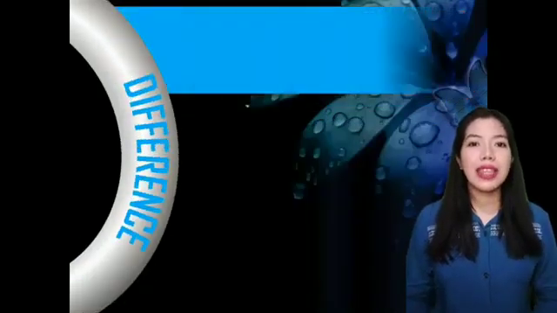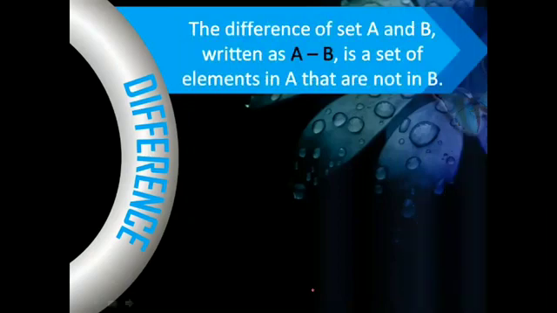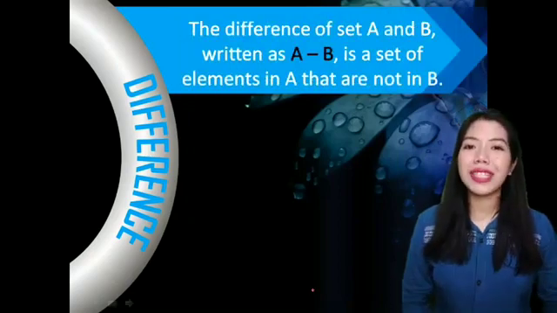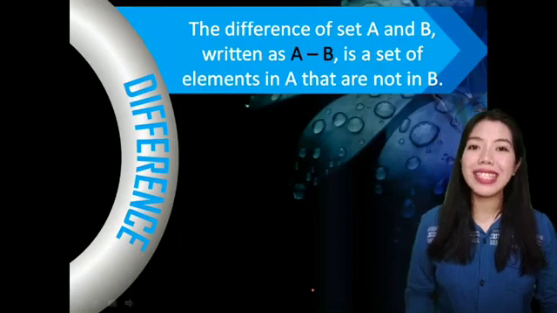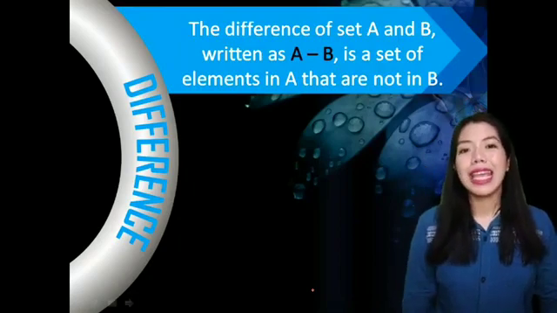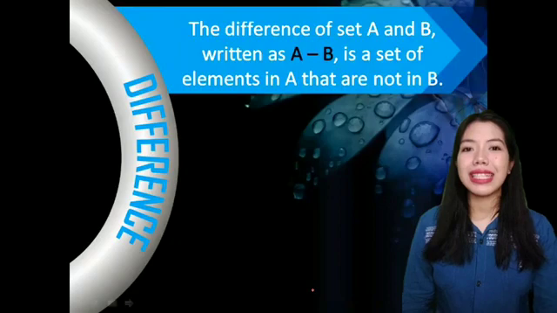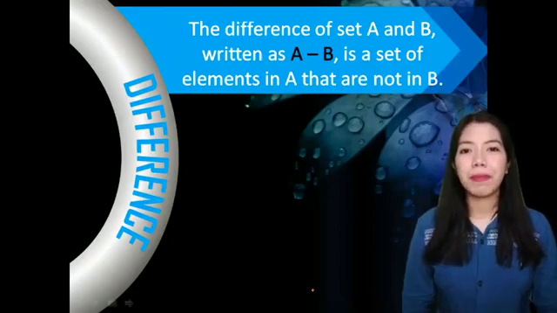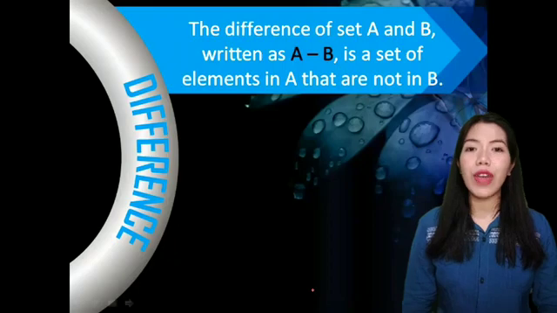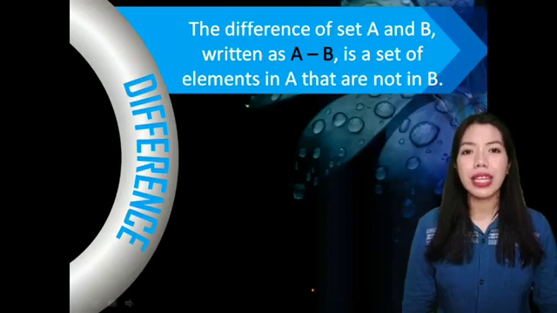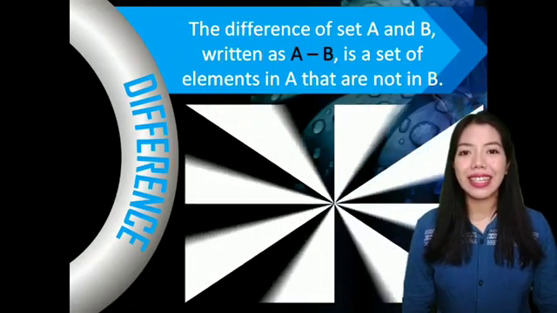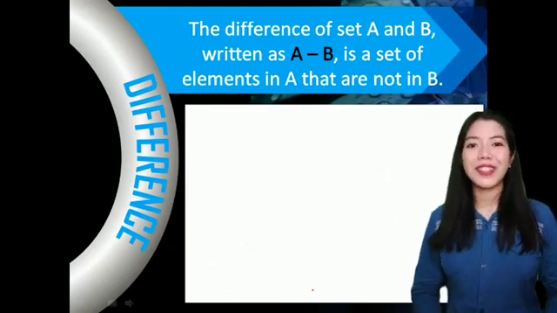Finally, we have the difference of two sets. The difference of set A and B is the set of elements in A that are not in B, or vice versa. If we say the difference of set B and A, it will be the set of elements that are in B and are not in A. Let's take a look at some examples.